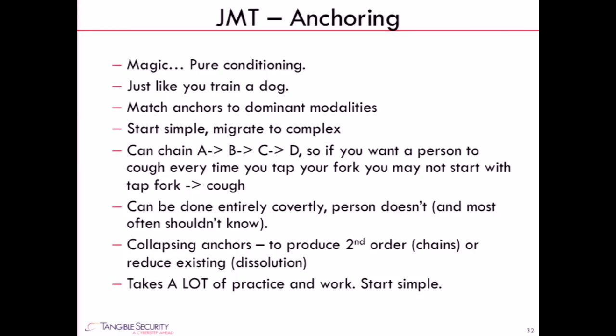All right, anchoring. We're going to go through these next pretty quick. Anchoring, all anchoring is this classical conditioning. Take stimulus, get response. Take stimulus, get response. The power really behind anchoring is, and what people don't understand and misuse it, is they don't match the anchors to the right modalities. So if you're a visual person and I'm sitting there slapping you on the leg trying to anchor it, not going to work. Not going to work very powerfully.